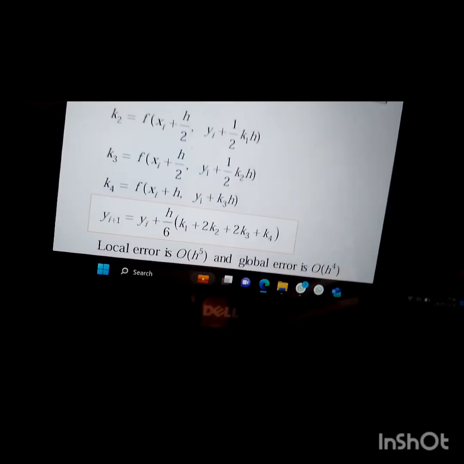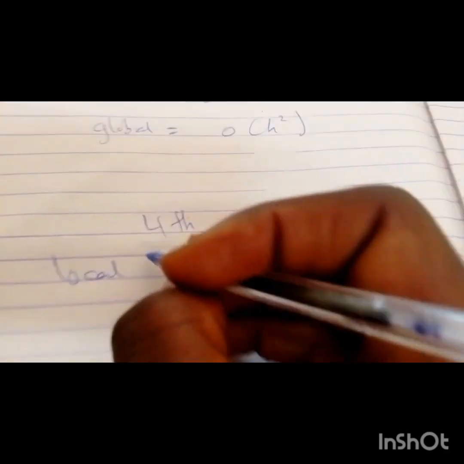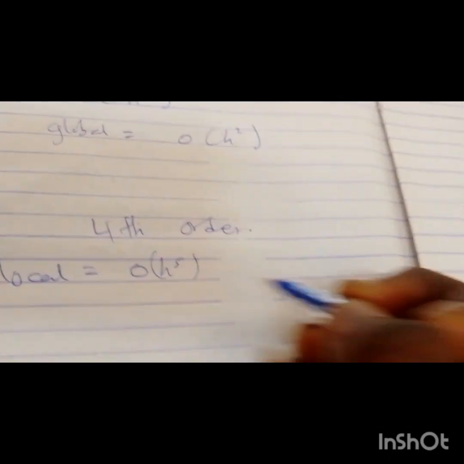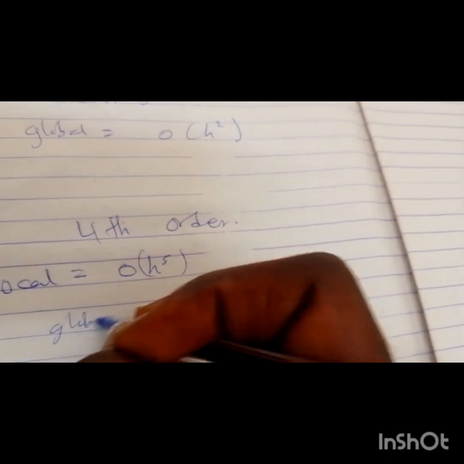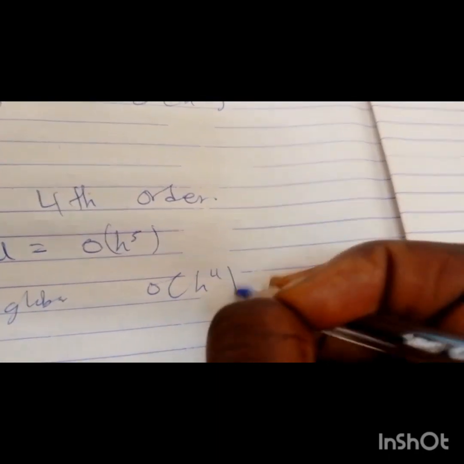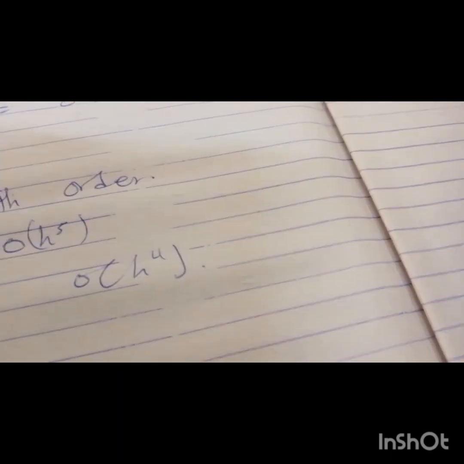Now your local error: your local error will be a function of the fifth power of the step size, and your global error will be a function of the fourth power of the increment, that's the h. Yeah, something like this.